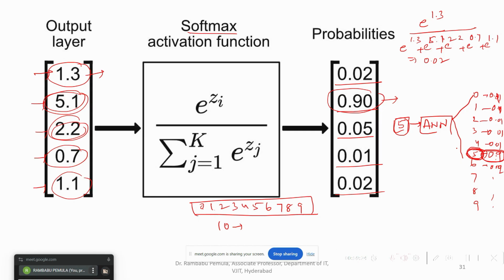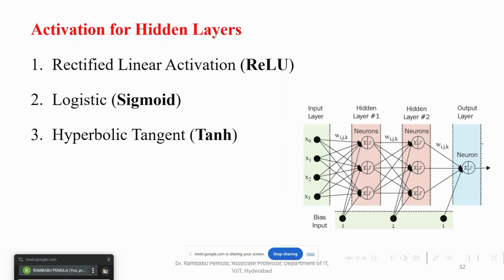So in a multi-class classification problem, we are going to use softmax as the activation function. See this one here, for example, your multi-class classification problem. In the output layer, we use softmax. What is the softmax activation function formula? e power x divided by the sum of e power x. This is your softmax activation formula.